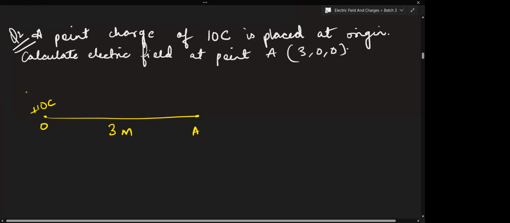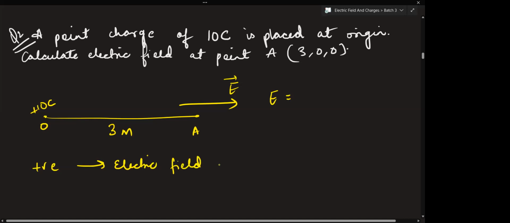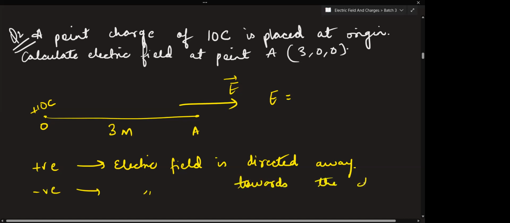So for a positive charge, electric field is always away. This will be the direction of electric field. Remember, for a positive charge, electric field is directed away. For a negative charge, electric field is directed towards the charge. So since it's a positive charge, we have to run away from it. Electric field will be along the positive x-axis.